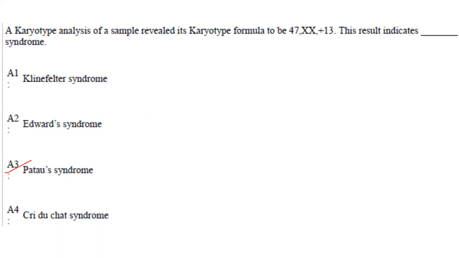Then next one, a karyotype analysis of a sample revealed its karyotype formula to be 47XX plus 13. This result indicates, so it is a trisomy of the chromosome number 13, because instead of 46 you are getting 47 and then 2X chromosomes. So it is nothing but a trisomy of the 13th chromosome, and a trisomy of 13th chromosome is Patau syndrome. Answer is option 3.